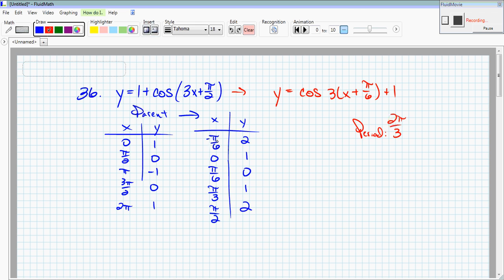Okay, if we have negative pi over 6, we go to pi over 2. This is 3 pi over 6 plus, is 4 pi over 6, which is 2 pi over 3. So that verifies there that everything is correct. So then we could just graph these values.